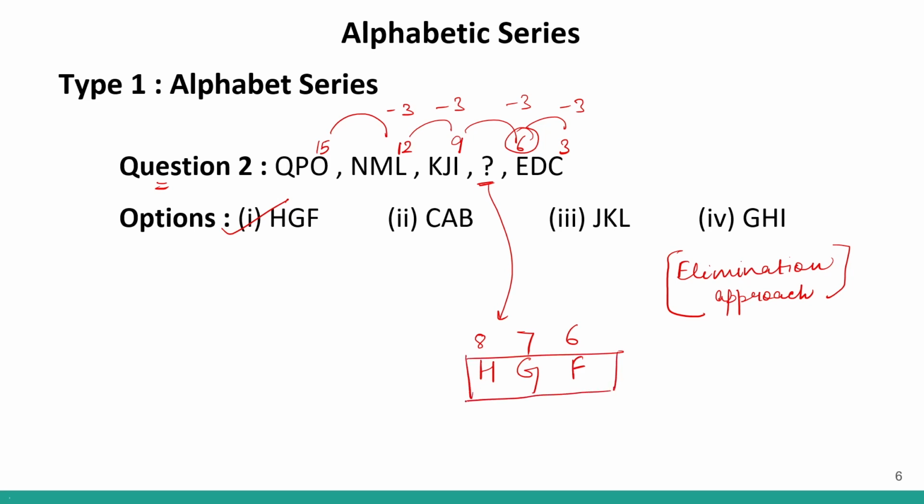Even while solving the entire question, I get the same answer, and just by solving the first alphabet of the first option also, I got the same answer. So to save time, we will always take help of the elimination approach. So my answer will be option number 1, H, G, F. Clear?